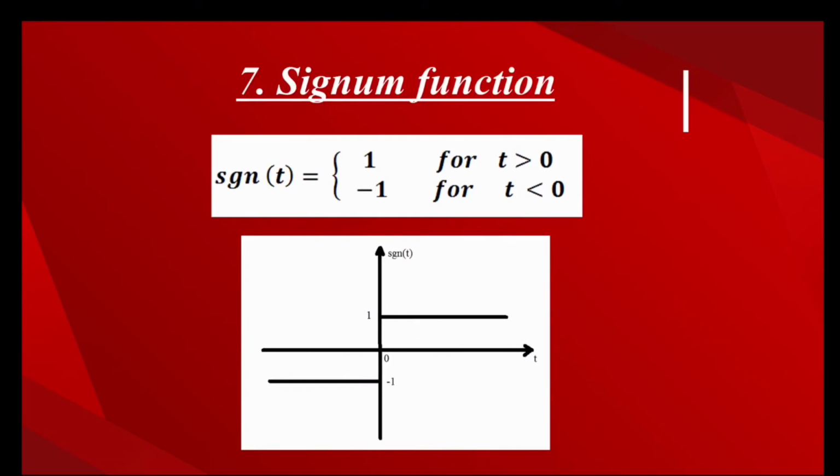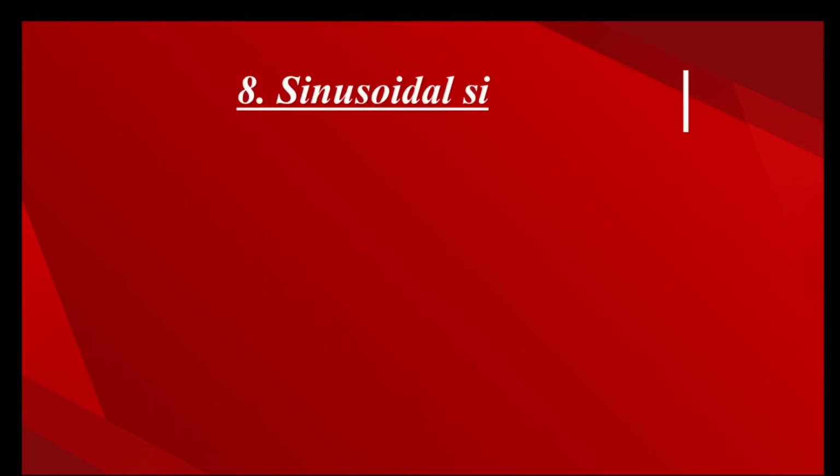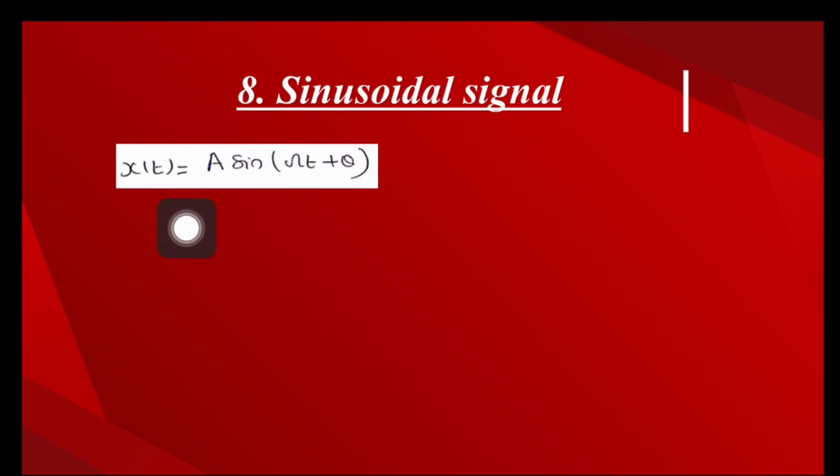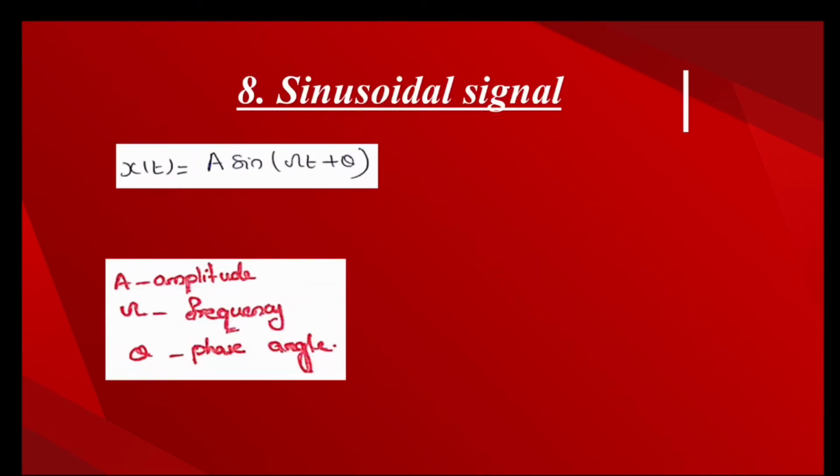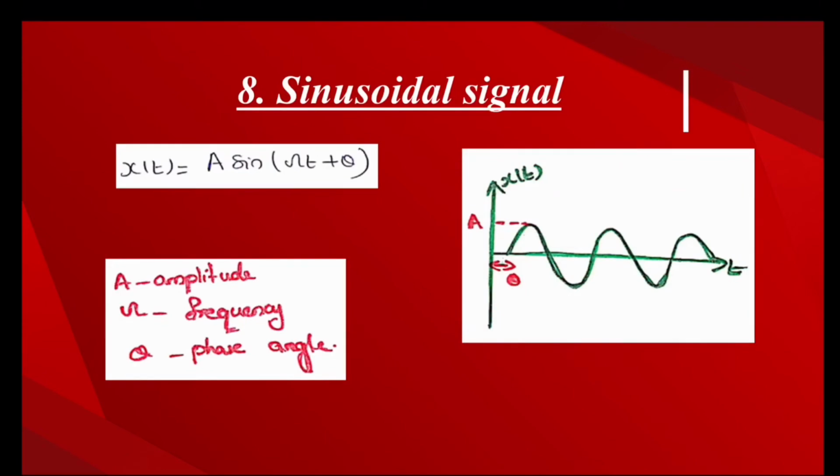Got it? Let me now take you to next function, sinusoidal signal. It is mathematically defined as x of t is equal to A sine omega t plus theta, where A is amplitude, omega frequency, and theta phase angle. This is the waveform.